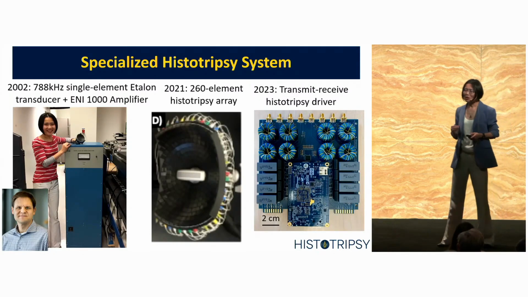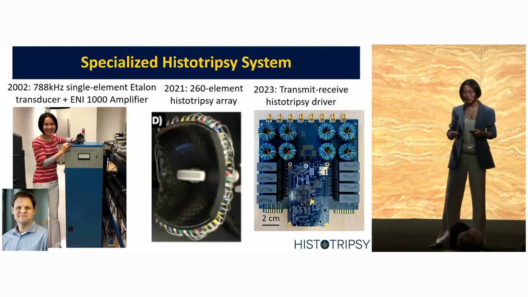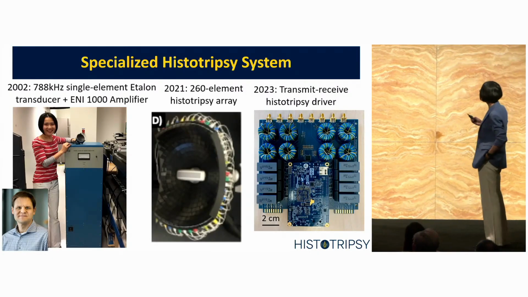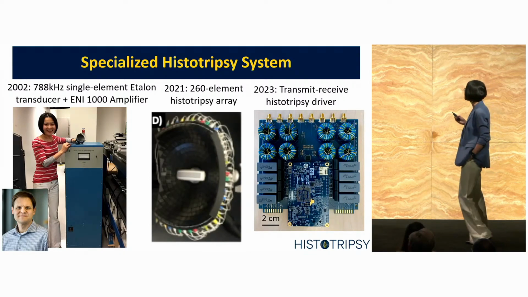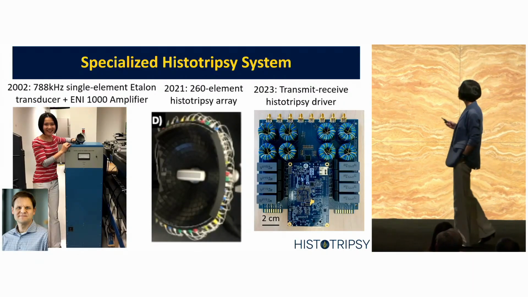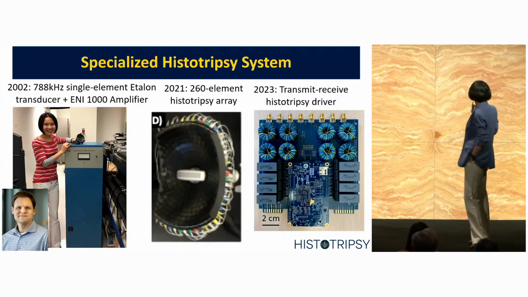So first, we spent almost 10 years trying to design and build the specialized device. So I just want to fast forward 20 years later. Don't know why it's blurry, but 20 years later, this is a more recent device we built. So this is a single element transducer. Here is a 260 element histotripsy ultrasound array. So 260 elements, which we build by 3D printing. And this is an amplifier.